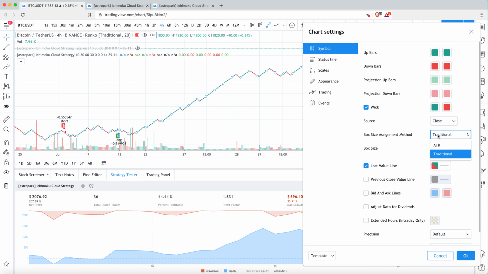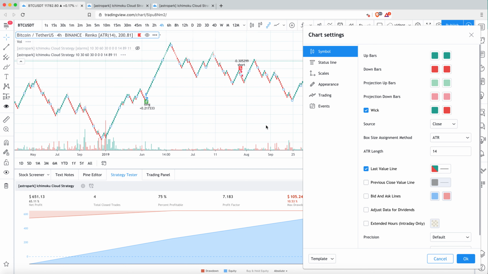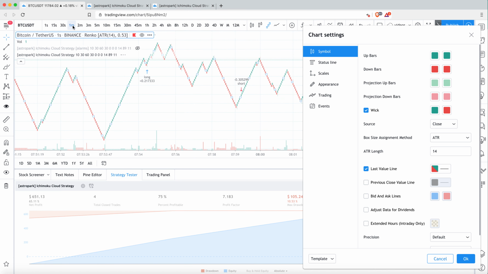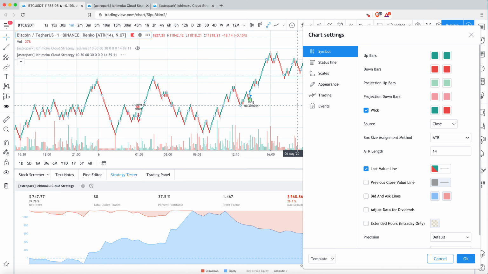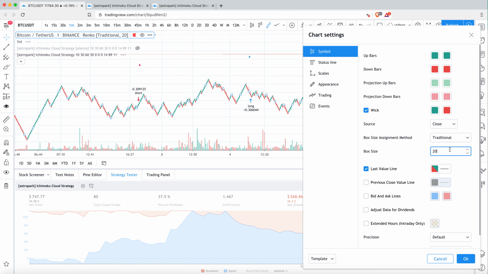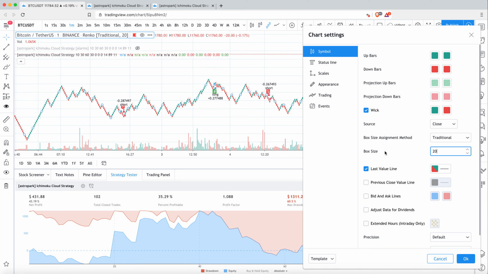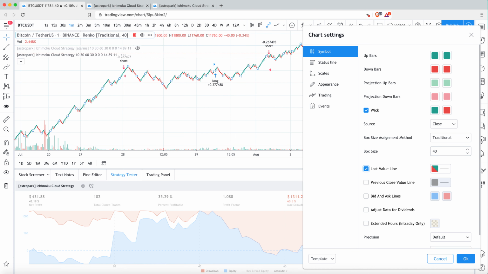Usually when you enter on the renko chart, you apply the ATR. For example, here 200 is applied, but usually you play the renko chart on 1 second or 1 minute. Let's do it on 1 minute for pro users. You see here a 9 box size, but it's too low. This must be higher, at least 20. I suggest 40, for example.